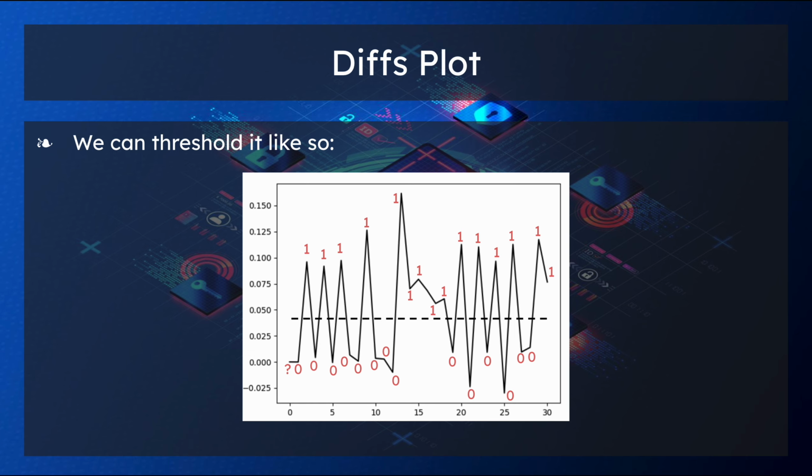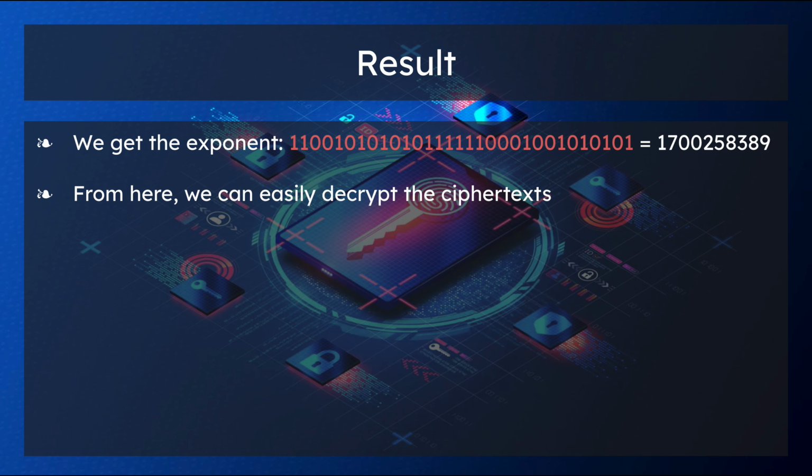We could just try both of them, or we could use some information about the time to figure out whether that's a 0 or 1. And in the end, we end up with this exponent, which corresponds in binary to that number in decimal. From here, we can easily decrypt the ciphertext, because we can figure out the decryption exponent and then raise the ciphertext to that exponent to get the plaintext.